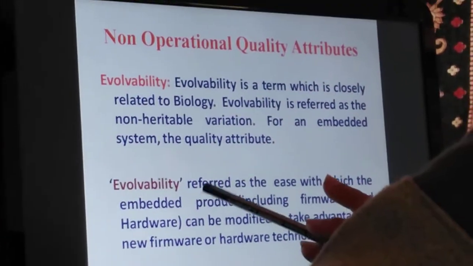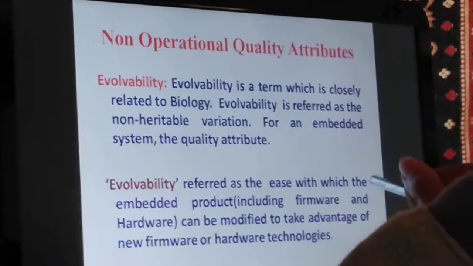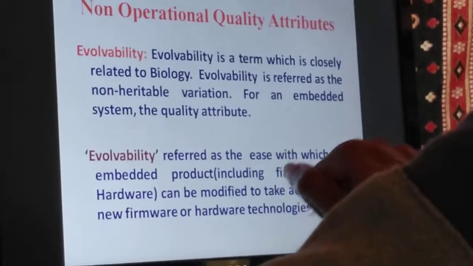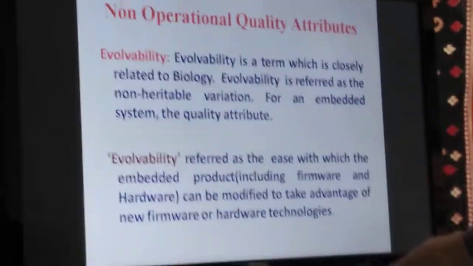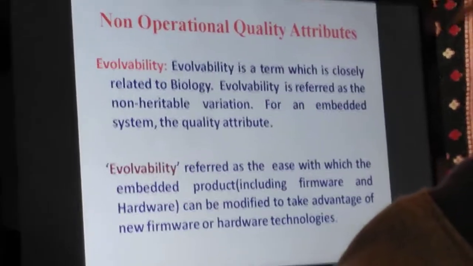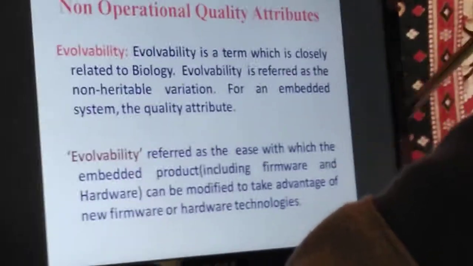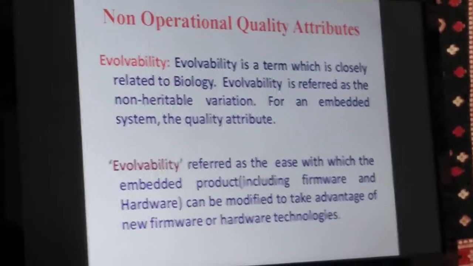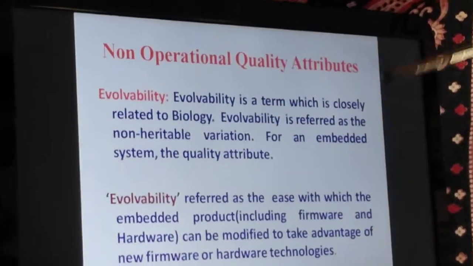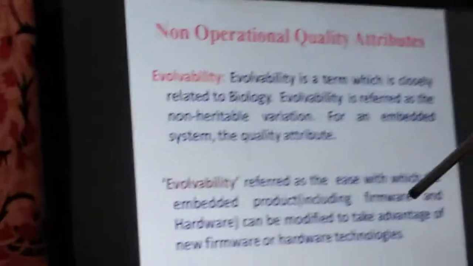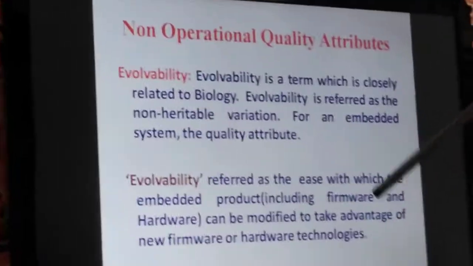Evolvability refers to the ease with which an embedded product, including firmware and hardware, can be modified to take advantage of new firmware or hardware technologies. Most of the time we develop one system, and yearly software and hardware change, like new processors will come. Each processor will have a new instruction set, and for that processor, maybe a new compiler might have been developed.